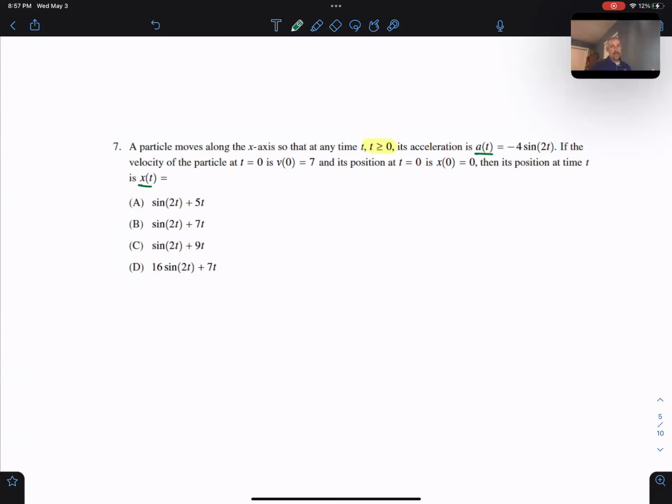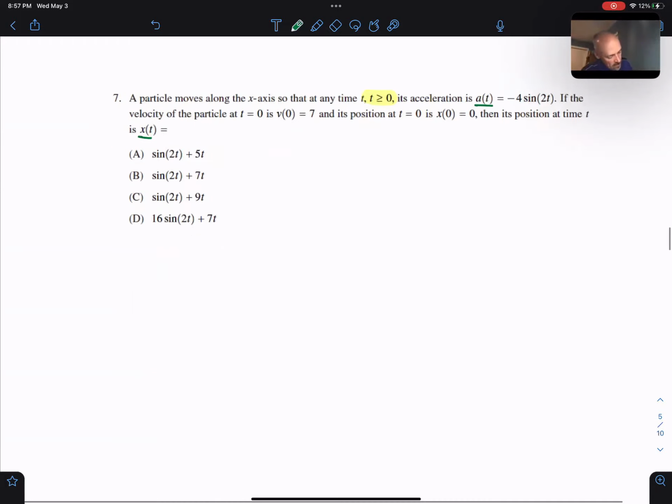We're going to have to differentiate, or we're going to have to integrate. Okay, we're going to have to integrate, and we're going to have to integrate twice. We're going to integrate acceleration once to get velocity, and then we're going to integrate velocity again to get to position.